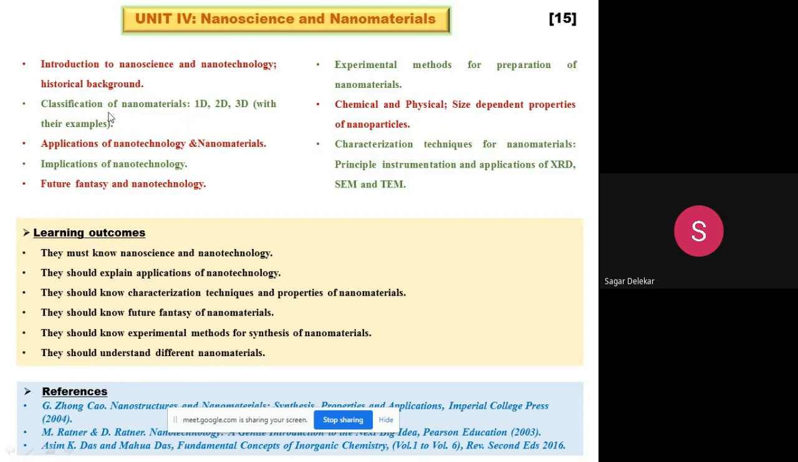In the classification of nanomaterials, based on the different dimensions, the nanomaterials are classified as 1D, 2D and 3D, with their examples.